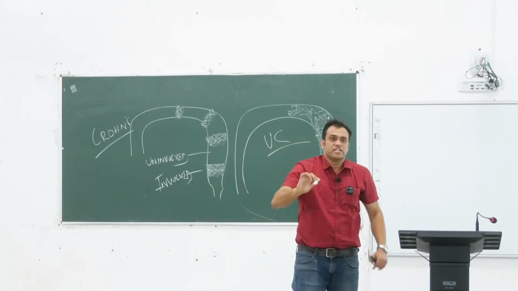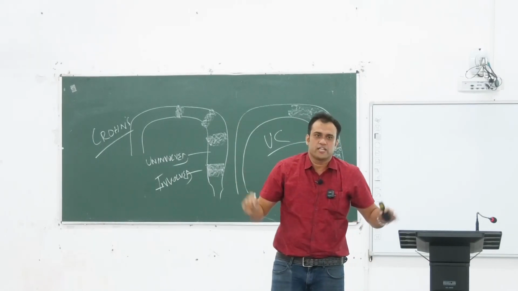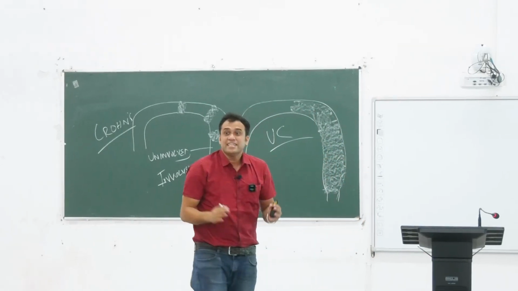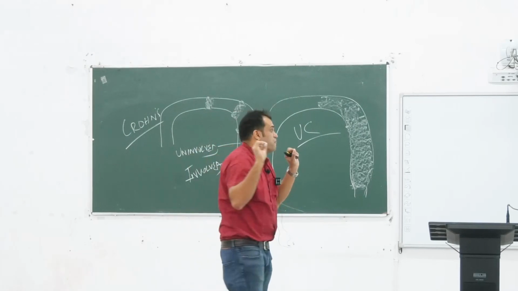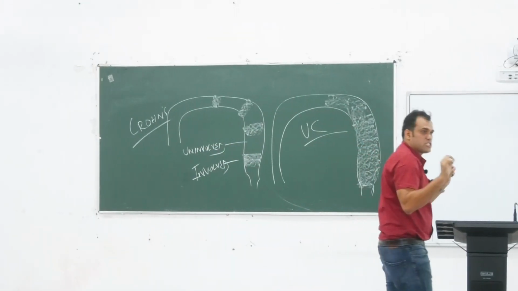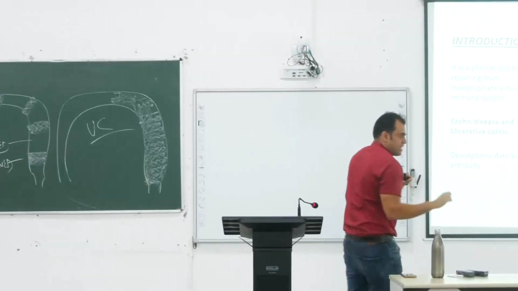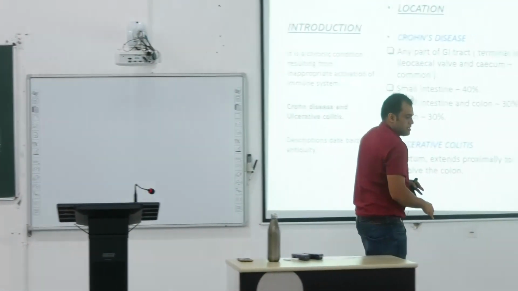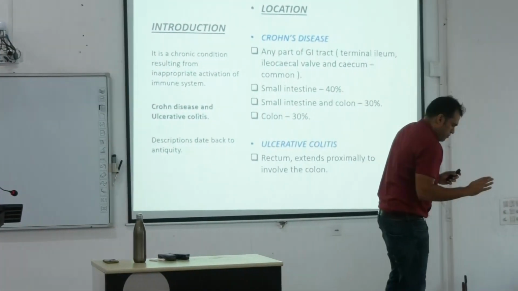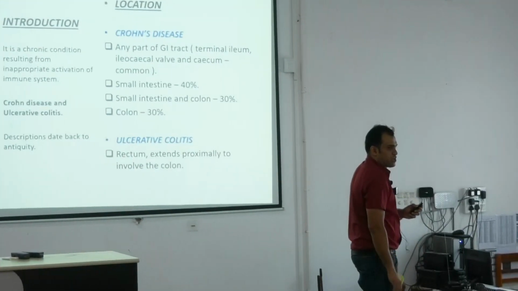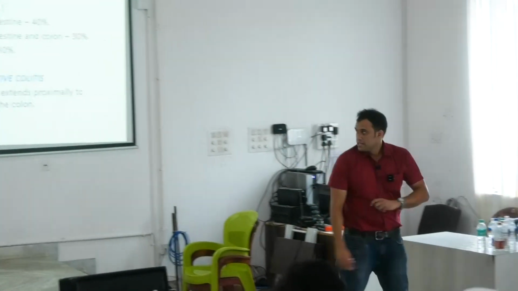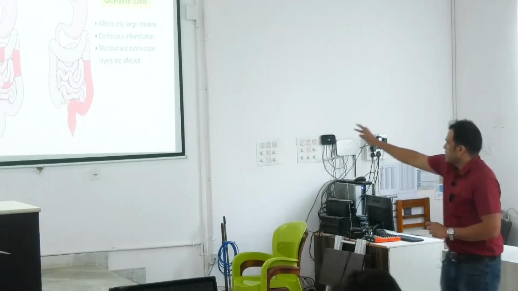So no skip lesion. It's a continuous involvement in ulcerative colitis. Whereas in Crohn's disease, it's skip lesion. Remember these points. Very important. Exceptions are there, but I'm not going to go to exceptions. From your exam point of view, remember the location. Location is very important. So this is the location basically.